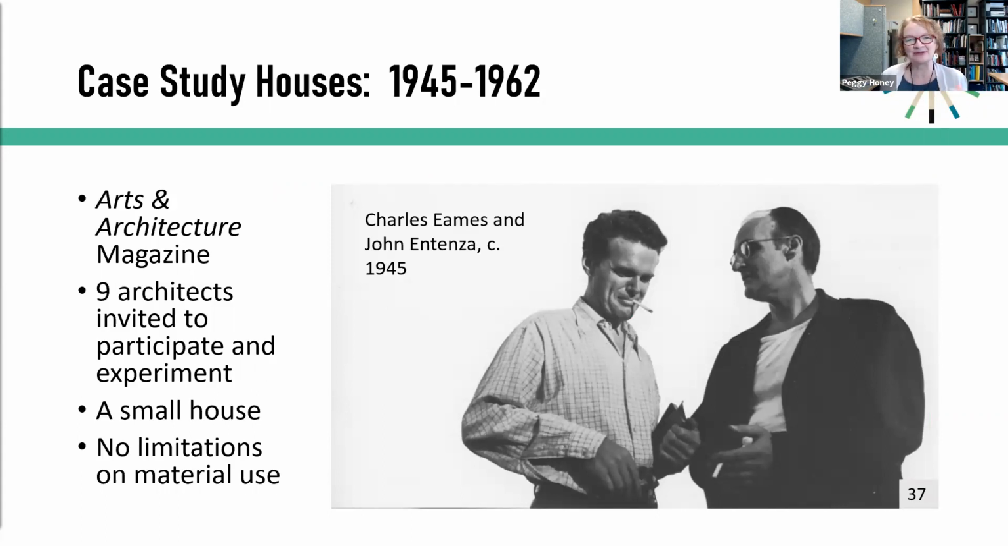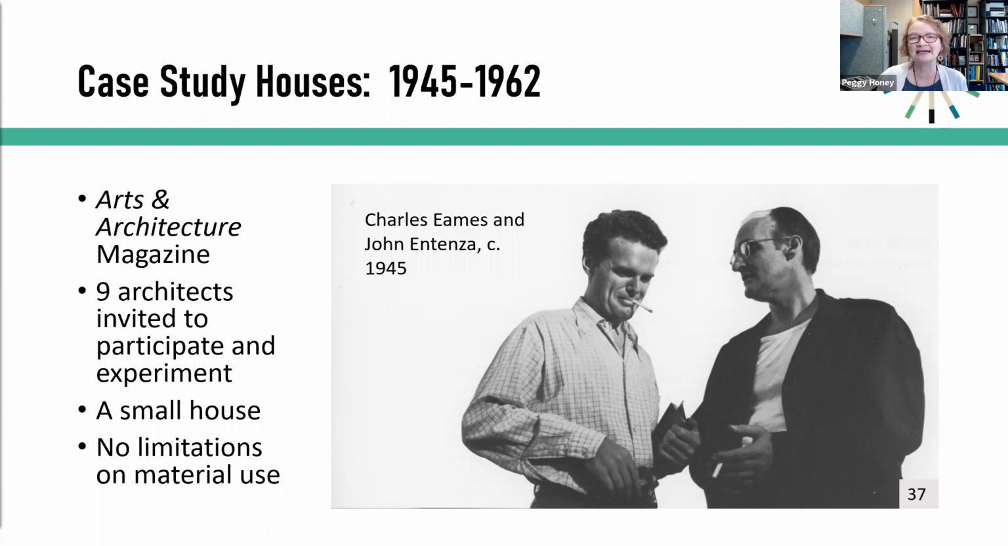And one of the most interesting things that I think happened during this time was this idea of the case study houses. Some of you might be familiar with this. John Entenza, who's the man on the right here, was the editor and owner, I think, of Arts and Architecture magazine, which was pretty much a California magazine. And he had this idea of creating a sort of competition, and he invited 9 architects. Some were young, some were more established, and he invited them to design the ideal small house with very few limitations on what they could do.